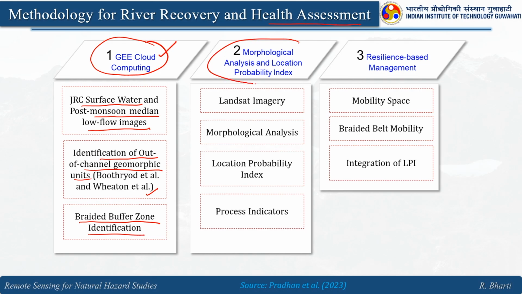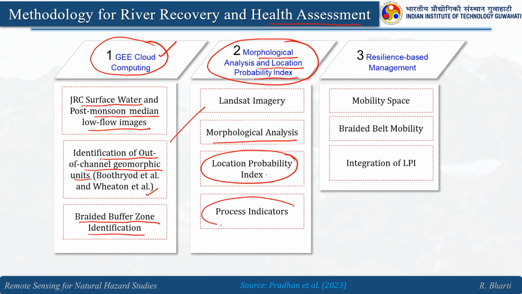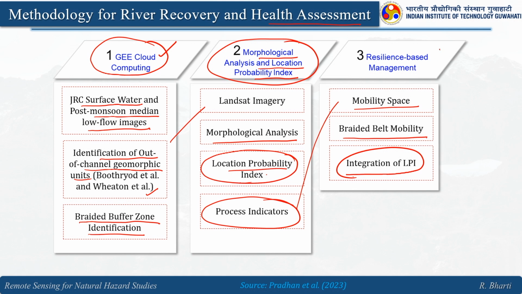Then in the second part, where we talk about the morphological analysis and location probability index, we use this image, and then morphological analysis was done and the location probability index was calculated. This basically directly indicates the river recovery and the river health. Then we have these process indicators, and then it moves to mobility space, braided belt mobility, and then integration of LPI, the location probability index, and then we have the resilience based management system.